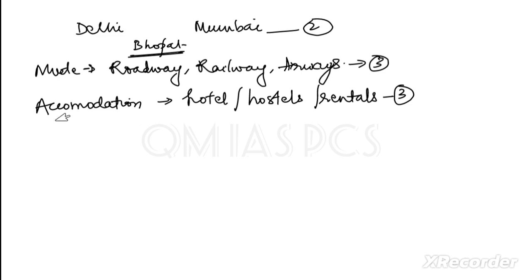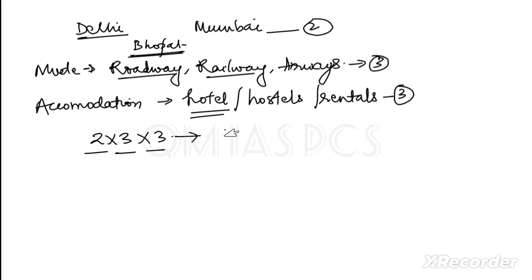So it will be 2 multiplied by 3 multiplied by 3. Either you can go to Delhi through roadways and stay at hotels, or you can go to Delhi through railways and stay at hotels. Like that, the total number of possibilities will be 2 multiplied by 3 multiplied by 3, and that will be 18 ways. So this will be your multiplication rule. Got it?